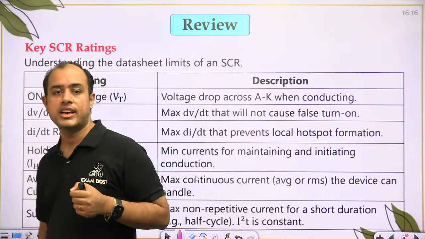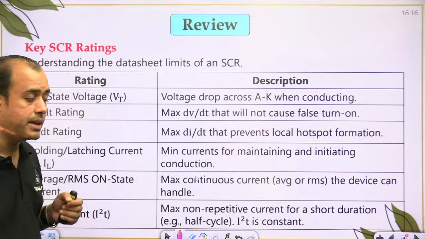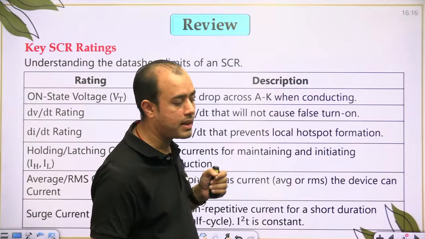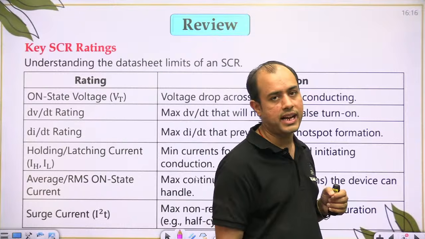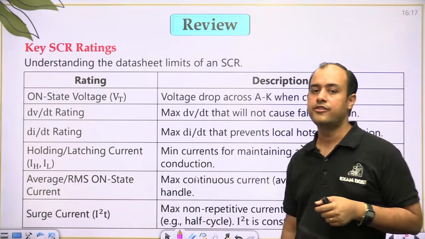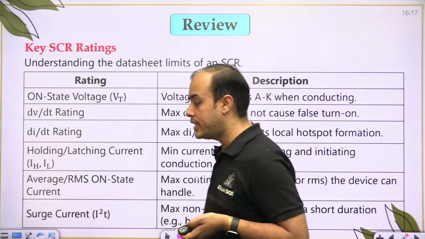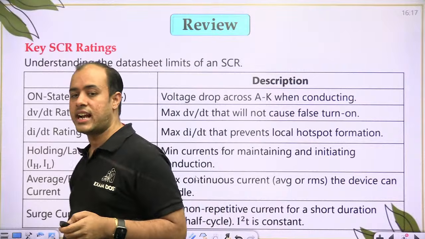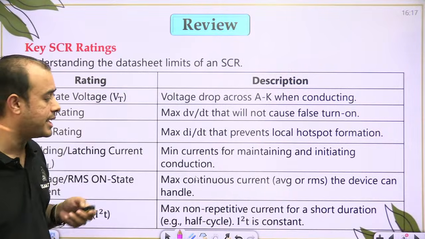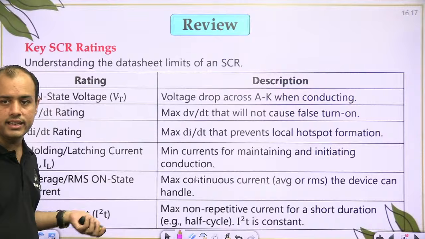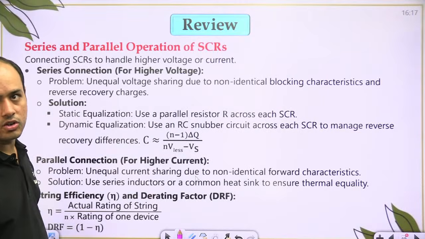The average current rating of an SCR remains the same irrespective of the waveform, but RMS has to be decided from the average using form factor. Surge current rating: an SCR can tolerate very high current for a short duration of time, that is called surge current, and I square T should be constant.